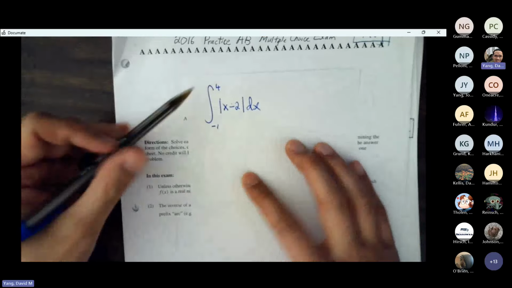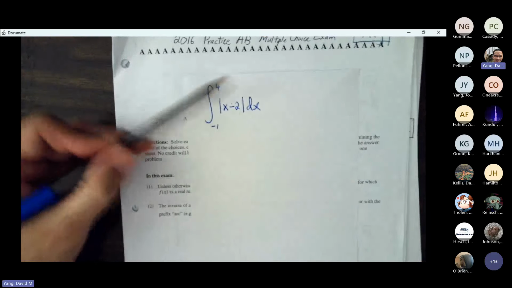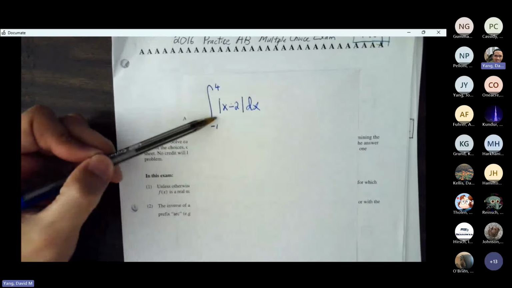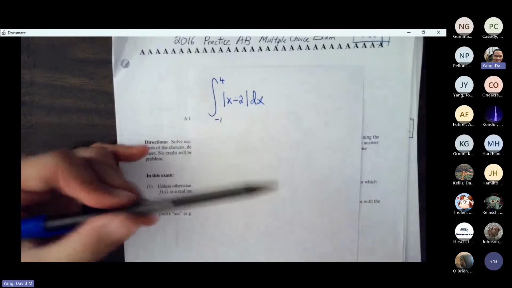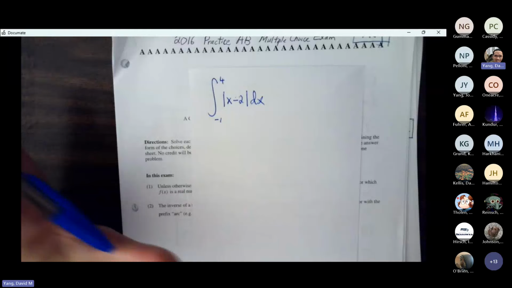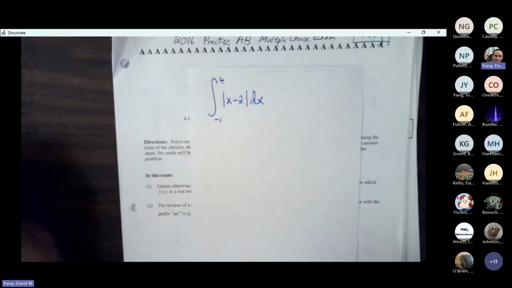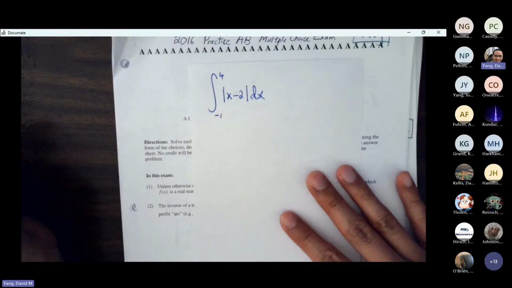Okay, like this, right? So if this were to show up, it'll be non-calculator, and we have to be able to know how to do this without a calculator. The way you do this is you graph it, and once you graph it, you're going to have 2 triangles, and you're adding up the triangles, and that's going to be your definite integral.